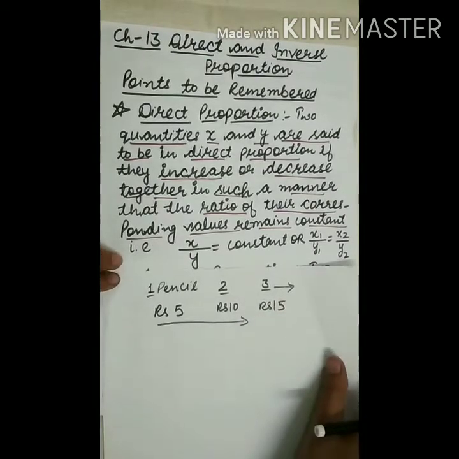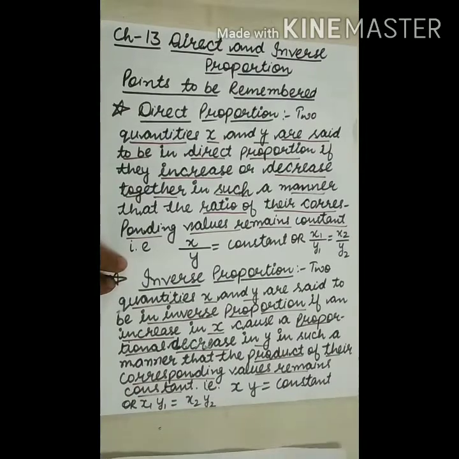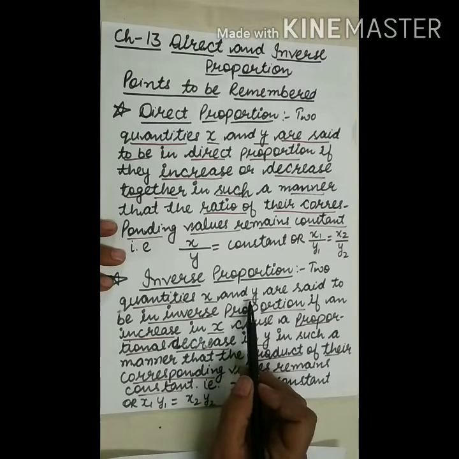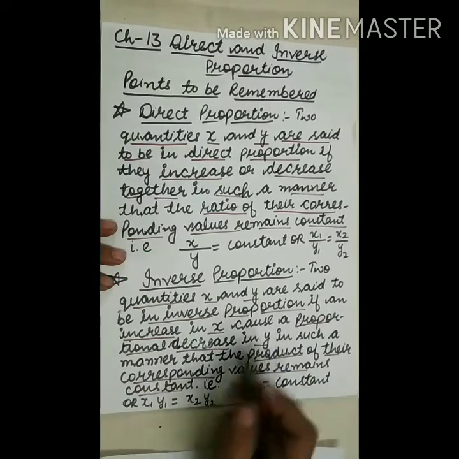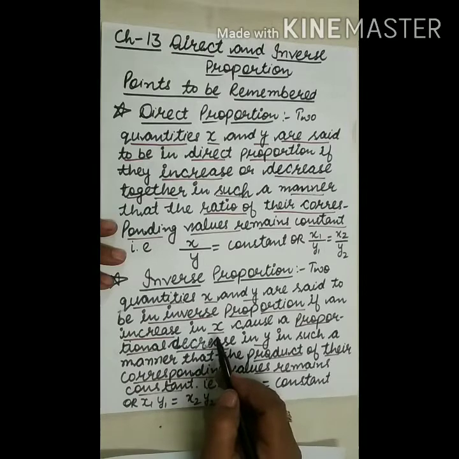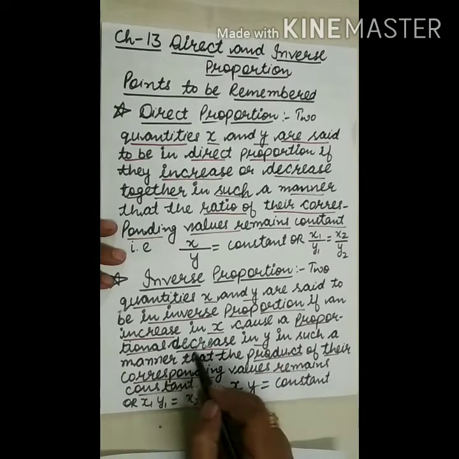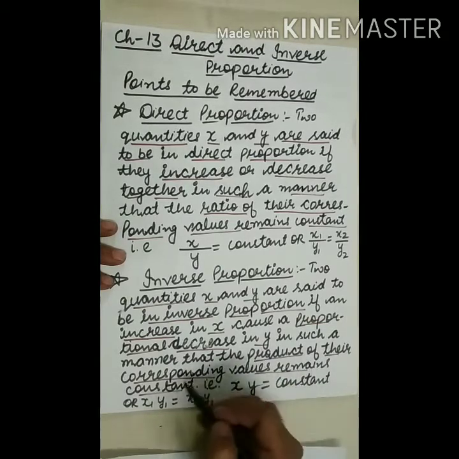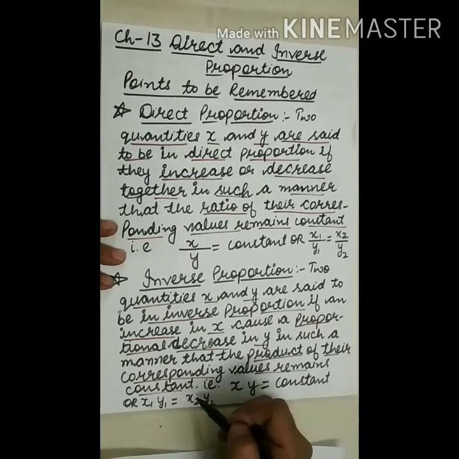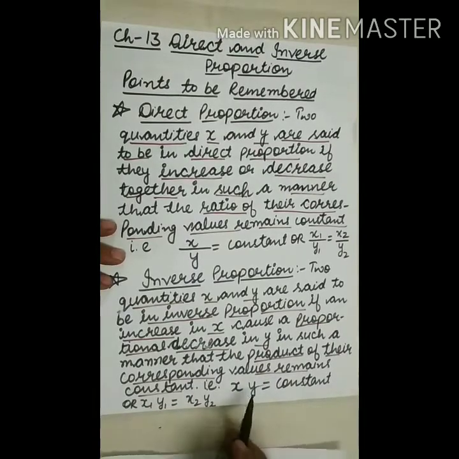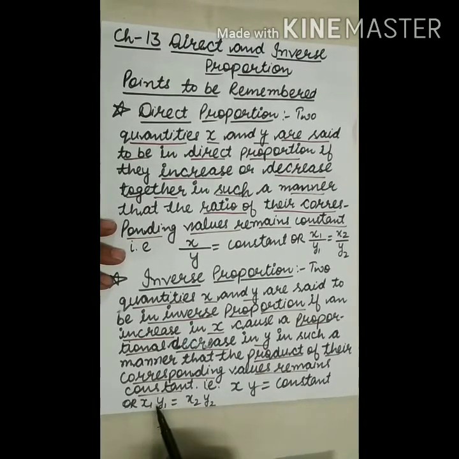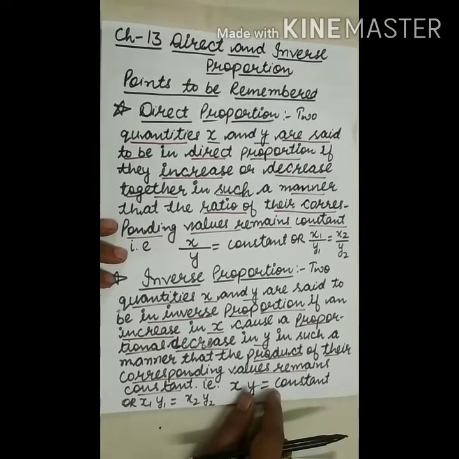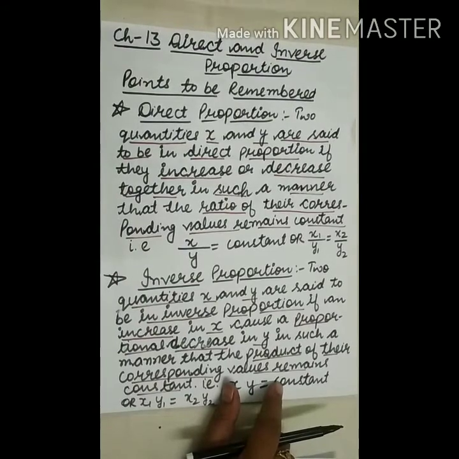Now the next definition is inverse proportion. Two quantities x and y are said to be in inverse proportion if an increase in x causes a proportional decrease in y in such a manner that the product of their corresponding values remains constant. That is, xy must be equal to a constant, or x1 y1 is equal to x2 y2. Here we can also take one more example to explain the inverse proportion.